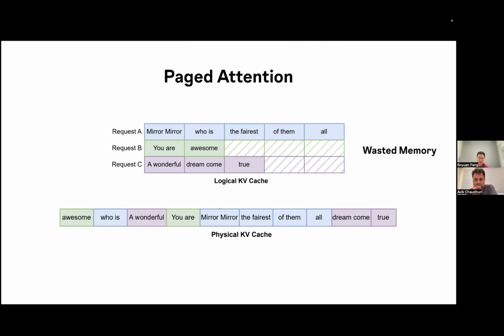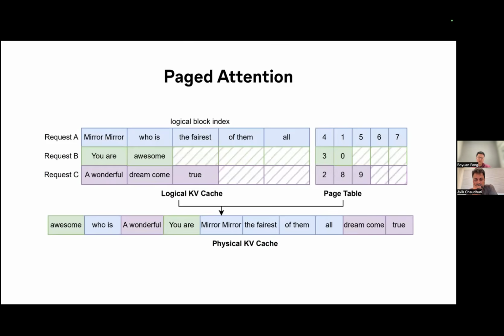This is good, right? In order to manage the mapping from the logical KV cache to the physical KV cache, we want a page table to say, oh, for this request A and the first block, where should I find it on the physical KV cache? So this is paged attention, which is very useful for saving memory and for a larger batch size.